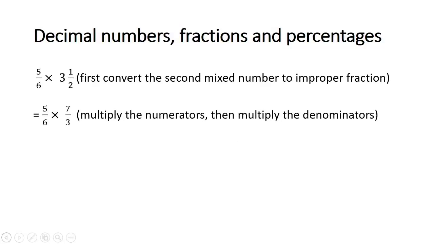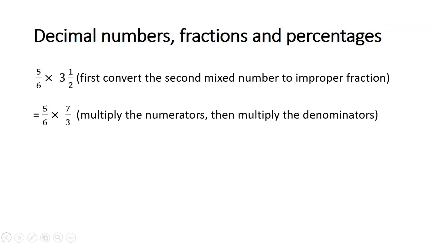Now let's look at another one. For example, you must multiply these fractions, which is 5/6 times 3 1/2. What you need to do is convert the mixed number, 3 1/2, to an improper fraction. So you say 5/6 times 7/2. How did you get 7/2? You say 3 times 2 plus 1, it gives you 7. And that is an improper fraction.